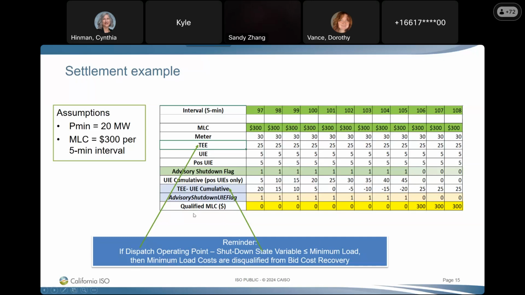You can see at the bottom row, the yellow, that this resource for intervals 97 through 105 does not receive the minimum load cost compensation. But once that variable is reset, then the resource is again eligible. And also you can see that their TEE minus UIE cumulative is greater than their Pmin, so they're eligible for that $300 for each 5-minute interval. Okay.